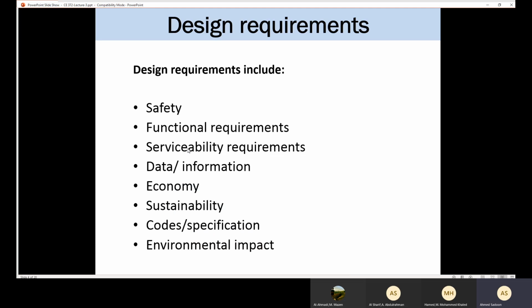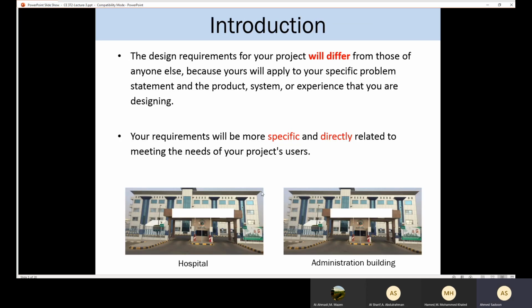So serviceability means that the building is going to perform properly, but a limitation has been exceeded. Also, we have the data and the information. For the data and information, I need to know how much load is on the hospital, and also how much load is on the administration building. So the load here is going to be different from there.